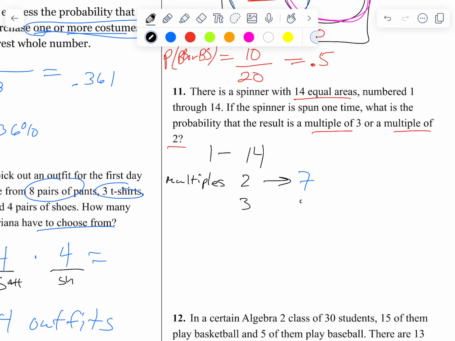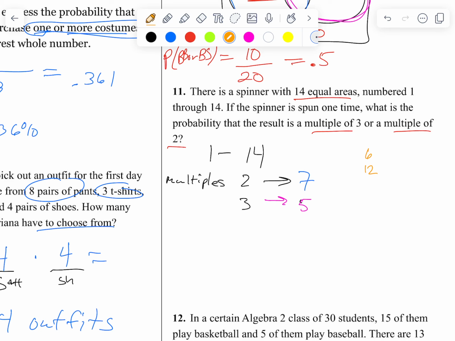So that's 5 numbers. Except we have a problem. And the problem is that we counted 2 numbers twice. And some of those numbers are the ones that are multiples of 2 and 3. And those numbers would be 6 and 12.